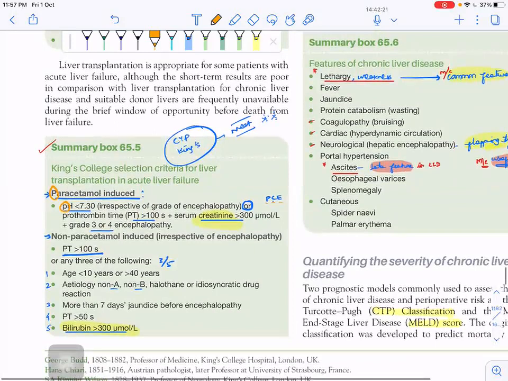Everyone thinks that paracetamol will affect the liver. Paracetamol is hepatotoxic, but here you have to see the creatinine level. For paracetamol, it is mainly the creatinine level. So creatinine more than 300 with grade 3 or 4 encephalopathy is mainly for paracetamol.